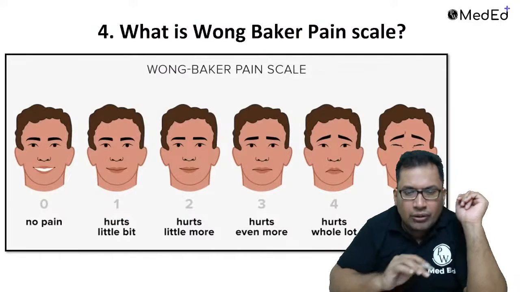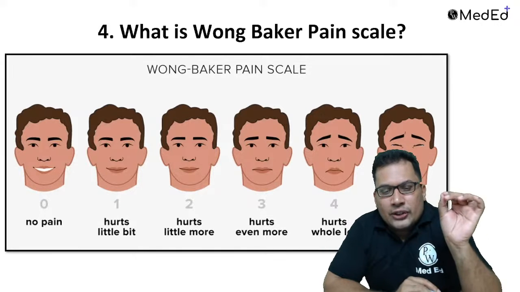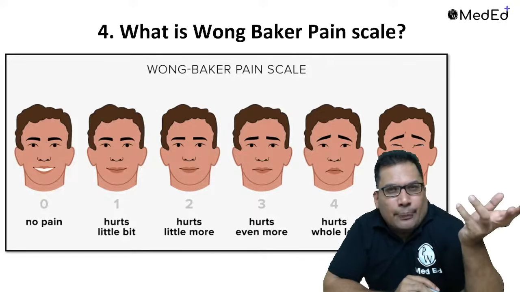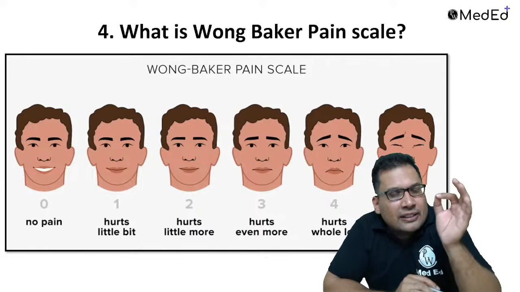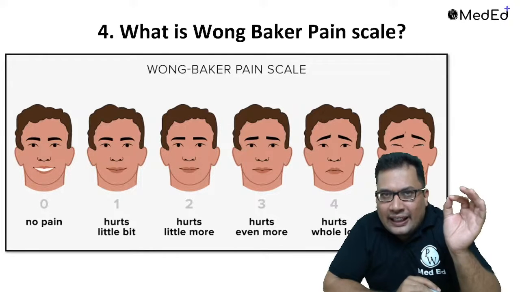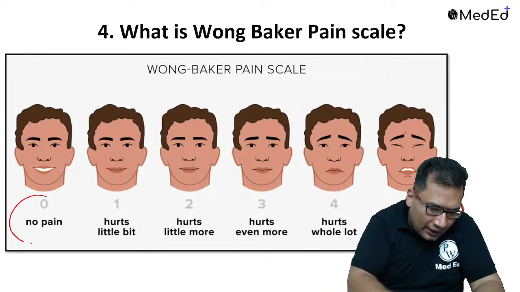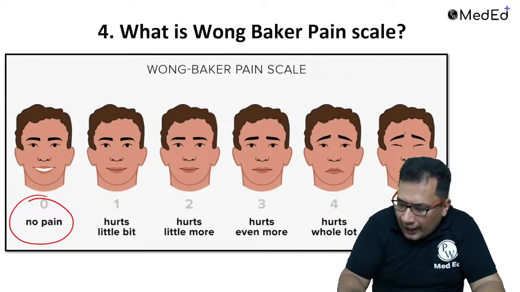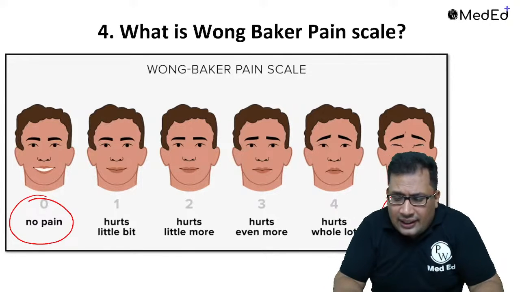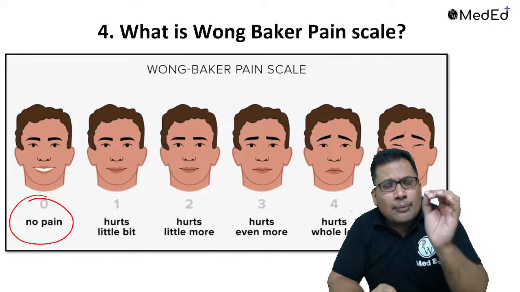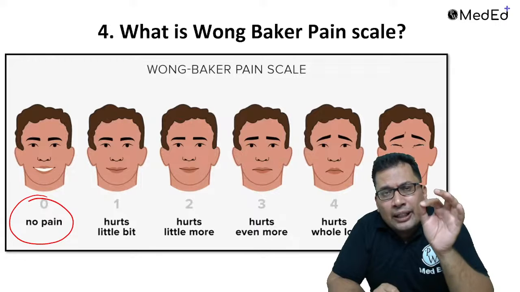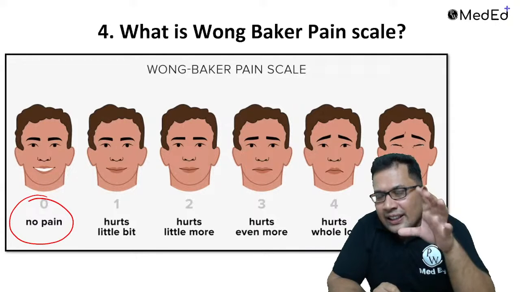Lastly, Viva question 4. What is Wong-Baker pain scale? We discussed now severe bodily pain. There should be some scale for severe bodily pain. That scale is known as Wong-Baker pain scale. Starting from no pain, that is 0, and very severe pain, which hurts the worst, that is 5. So, sometime in exam, this question can be asked. What do you mean by Wong-Baker pain scale? It defines the severe bodily pain.